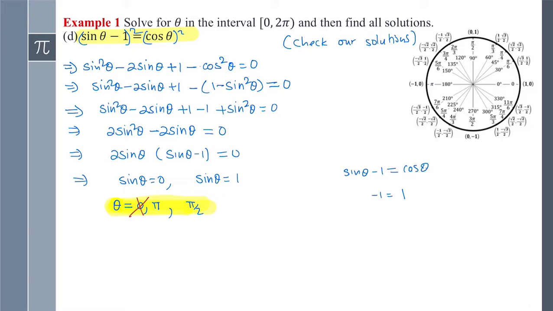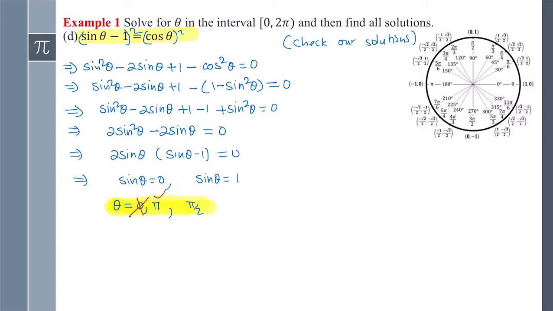When I take pi and put it into the original equation, what happens? Sine pi is 0, minus 1 equals cosine pi, which is negative 1. So this is negative 1 equals negative 1. That means pi works. And if we take pi over 2, sine pi over 2 is 1, minus 1, and cosine pi over 2 is 0. So we get 0 equals 0, which means pi over 2 also works.